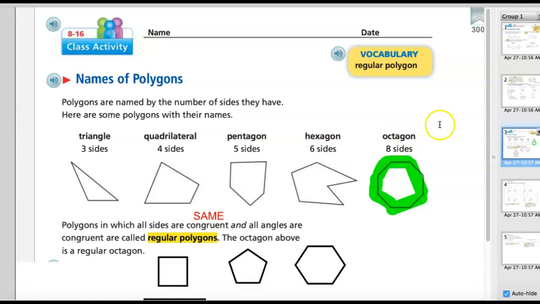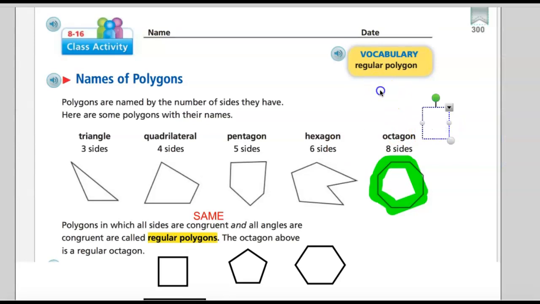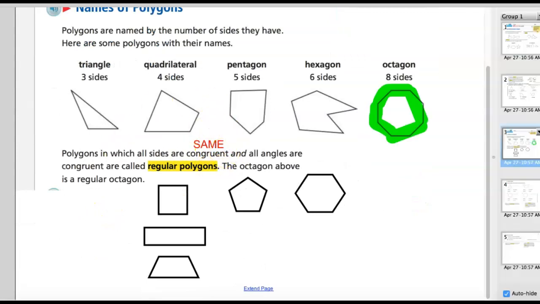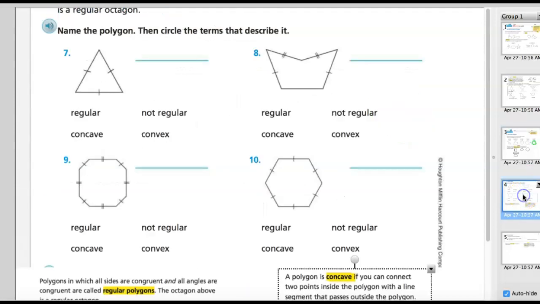Yay, don't you feel so far along now? Just kidding. All right, so again, these are our polygons: triangle, quadrilateral, pentagon, hexagon, octagon. Some are irregular and wonky and wackadoodle, and some are regular, which means they all have congruent sides, congruent angles, and congruent is a fancy word for same. All right, let's go ahead and look at the next page, because this is where we're going to practice.